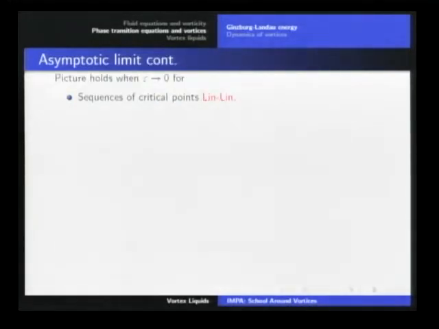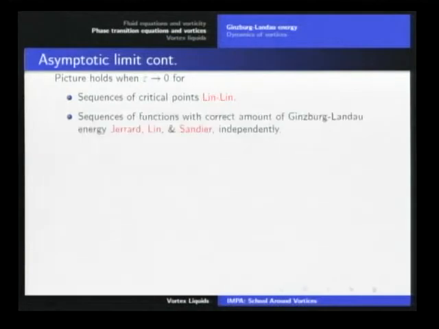Okay, but this picture is quite generic. It's not just a picture for minimizers, but it's also for a sequence of critical points, and even for any u with a particular amount of energy. So that's a very important and deep result of many different people, including Etienne here.